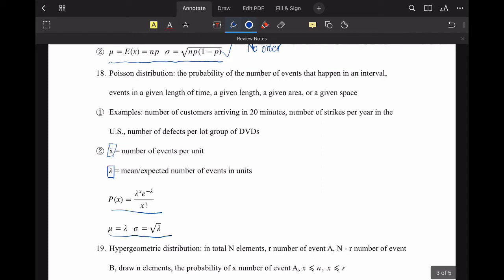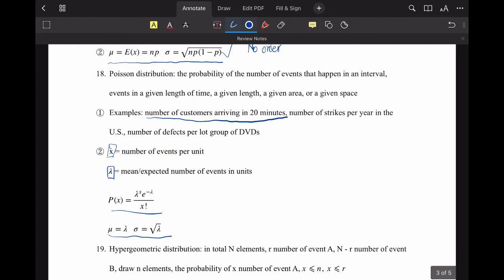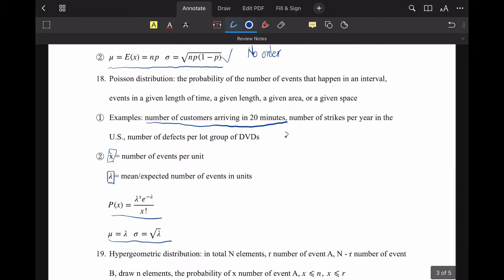Right? For example, let's take a look at this example I list here. So you want to calculate. Let's be more specific. I want to calculate the possibility of three people, three customers or no matter how many, coming in 20 minutes.